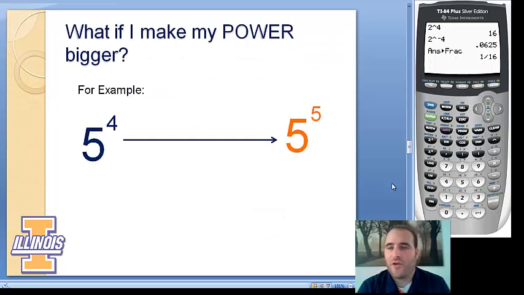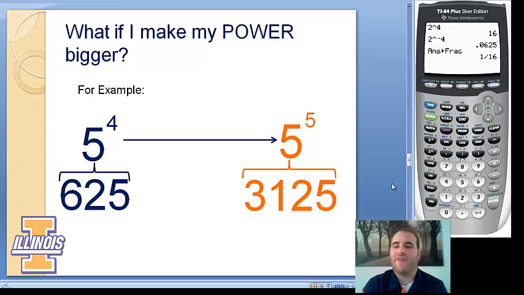What happens if I want to make my power bigger? How do I do that? Well, let's start with an example. We have 5 to the 4th power and 5 to the 5th power. Now I want to go from 5 to the 4th to 5 to the 5th. Let's see what each one of those is. Let's calculate them. 5 to the 4th is 625. 5 to the 5th is 3,125.